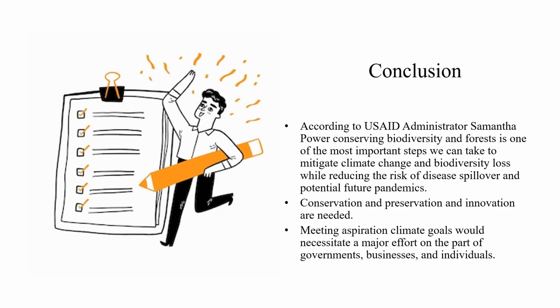Conservation and preservation, as well as innovations, are all needed. Meeting the aspirational climate goals would necessitate a major effort on the part of governments, businesses, and individuals. So I will encourage my aunt to be responsible, as she's one of those who benefit from the environment, and of course to be the agent of change.